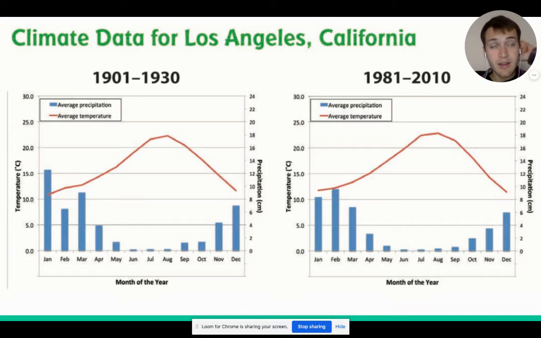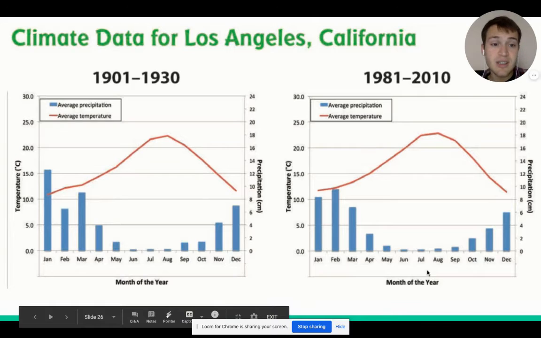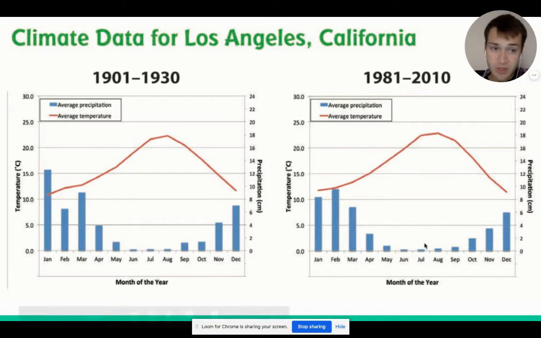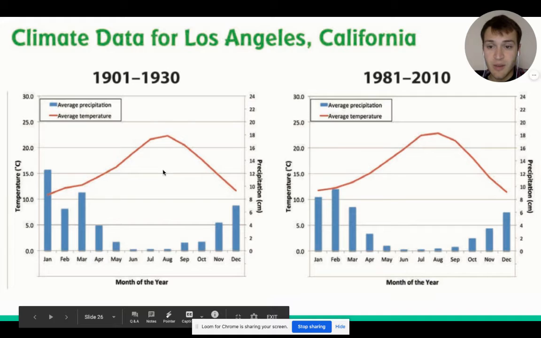Although there is a pattern that a student noticed in class today, and that is generally, not always, but generally, when temperature is up, precipitation is down. Interesting. So here, temperature is high, precipitation is low. Same thing here, high temperature, low precipitation. Whereas we have low temperature, higher precipitation. Same thing here. The point of these graphs is to show that over the past 110-ish years, these climates have changed. They've gotten warmer. And the precipitation patterns have changed a little bit too.